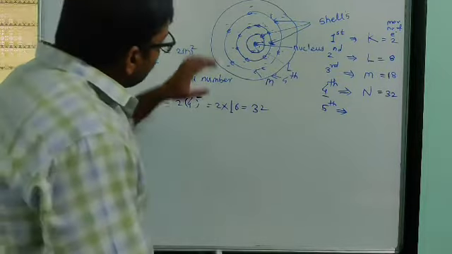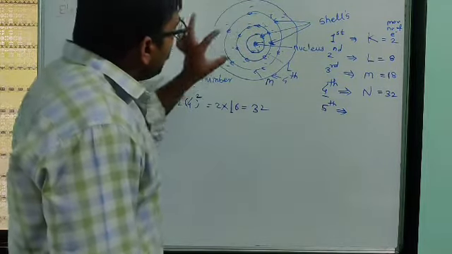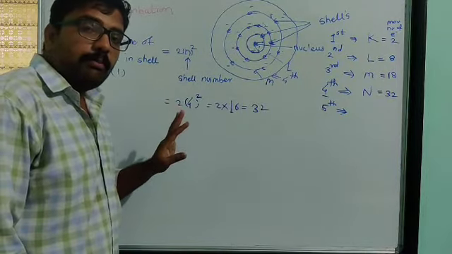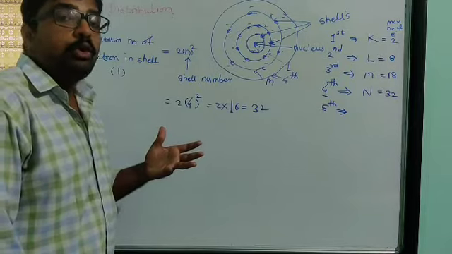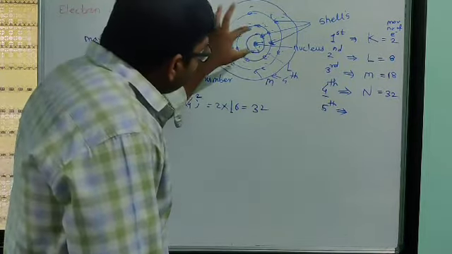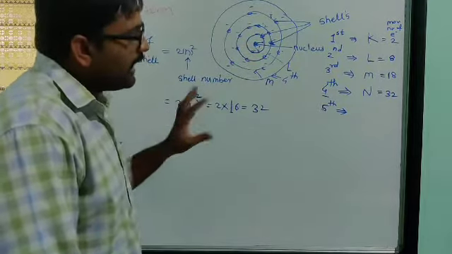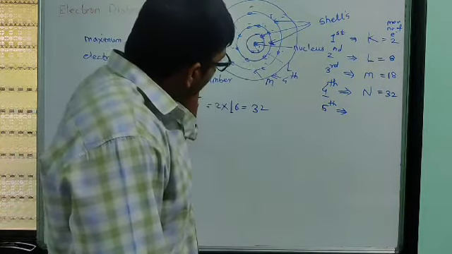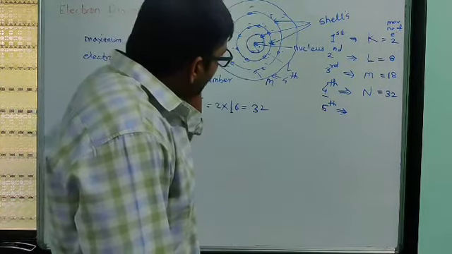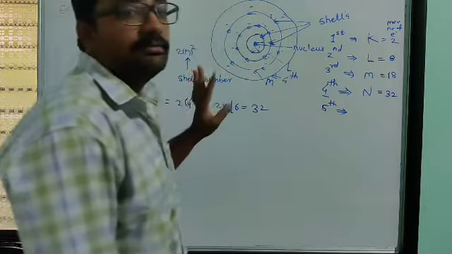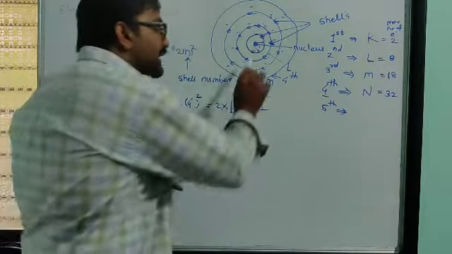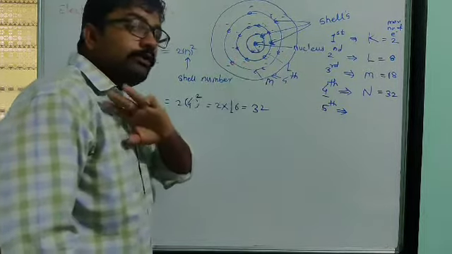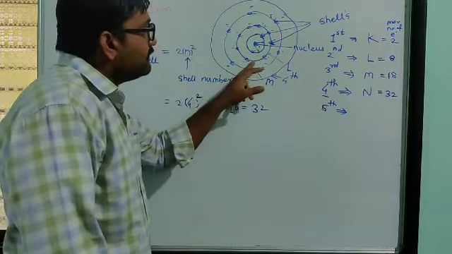So look at the capacity of electrons for each shell, it is fixed. Above that capacity, no electron can stay in these particular orbits. In the K shell, maximum 2 electrons are there, in the L shell maximum 8 electrons, in the M shell maximum 18, in the N shell maximum 32. You will never find 3 electrons in the K shell, never. In the L shell, you will not find 10 electrons.